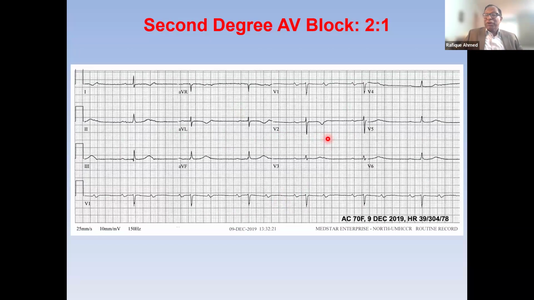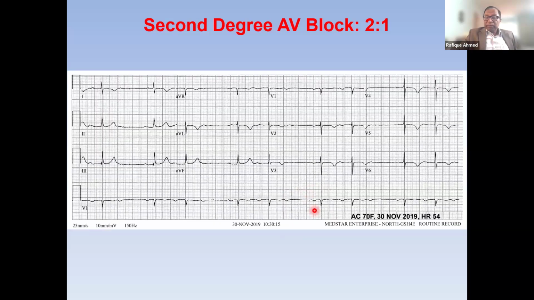Somebody says, is it type 1 or type 2? Is it at the AV node or His bundle level? I can't tell that from this. But most of the time, the general theory is, if the PR interval is long during 2 to 1, it's most likely AV node level block. If the PR interval is short, it's at the His bundle level.